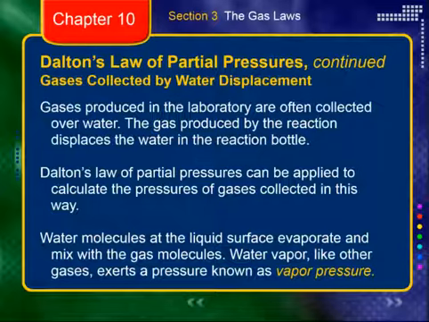Now, gases produced in a laboratory are often collected over water. That's the term, collected over water. The gas production by the reaction displaces, right? We're producing the gas. That gas is going to displace water in the reaction apparatus or reaction bottle. Dalton's law of partial pressures can be applied here to calculate the pressures of gases collected in this way. Because water molecules at the liquid's surface evaporate and mix with gas molecules, water vapor, like any other gas, exerts a pressure. It does have a little bit of a special name. It's called vapor pressure.